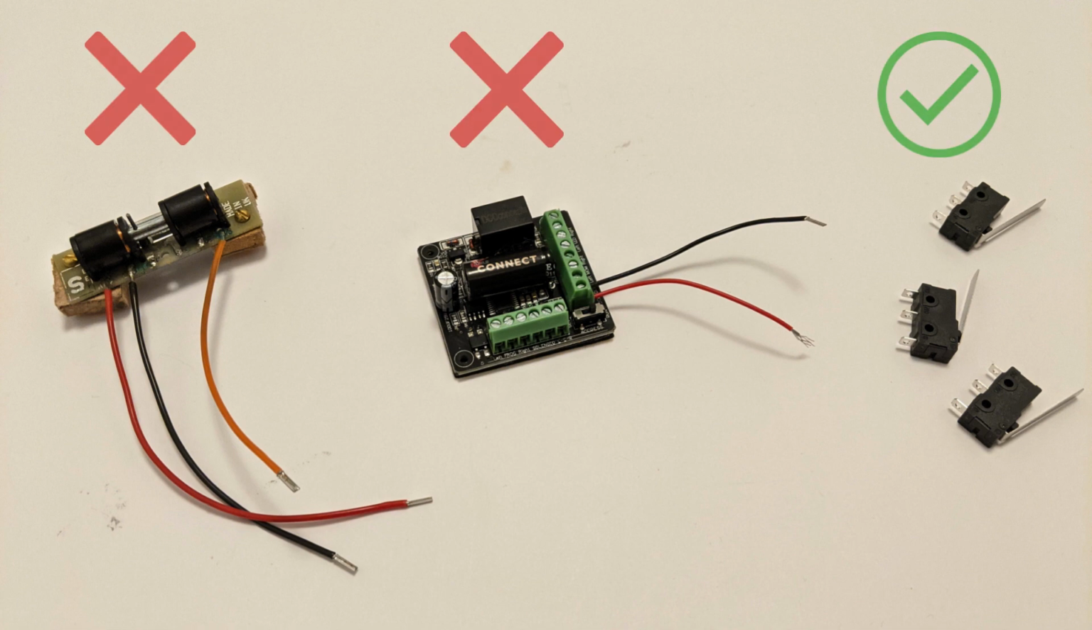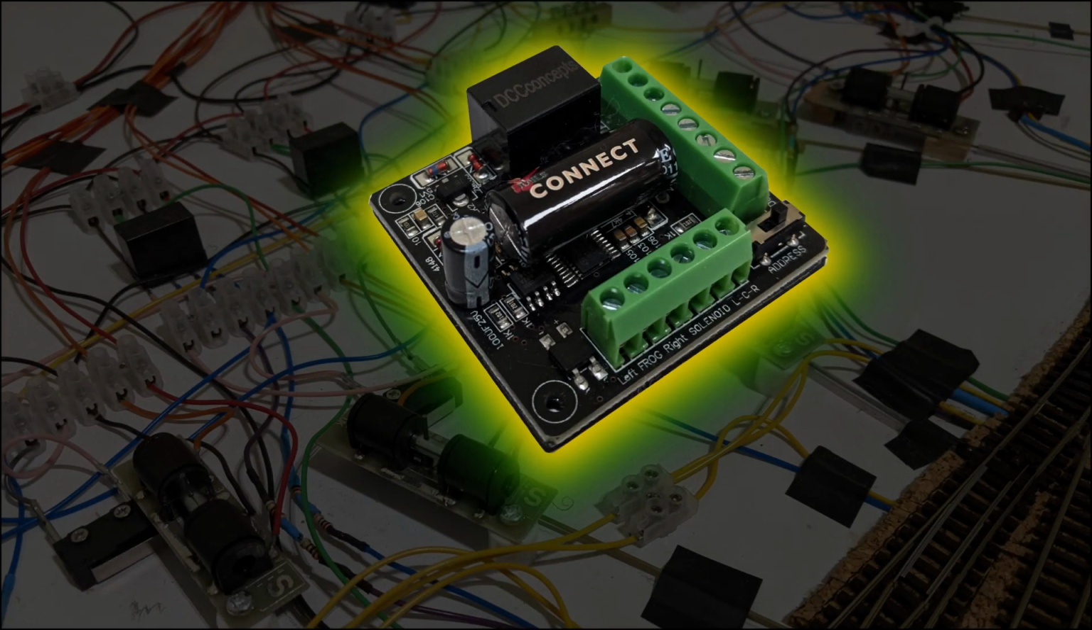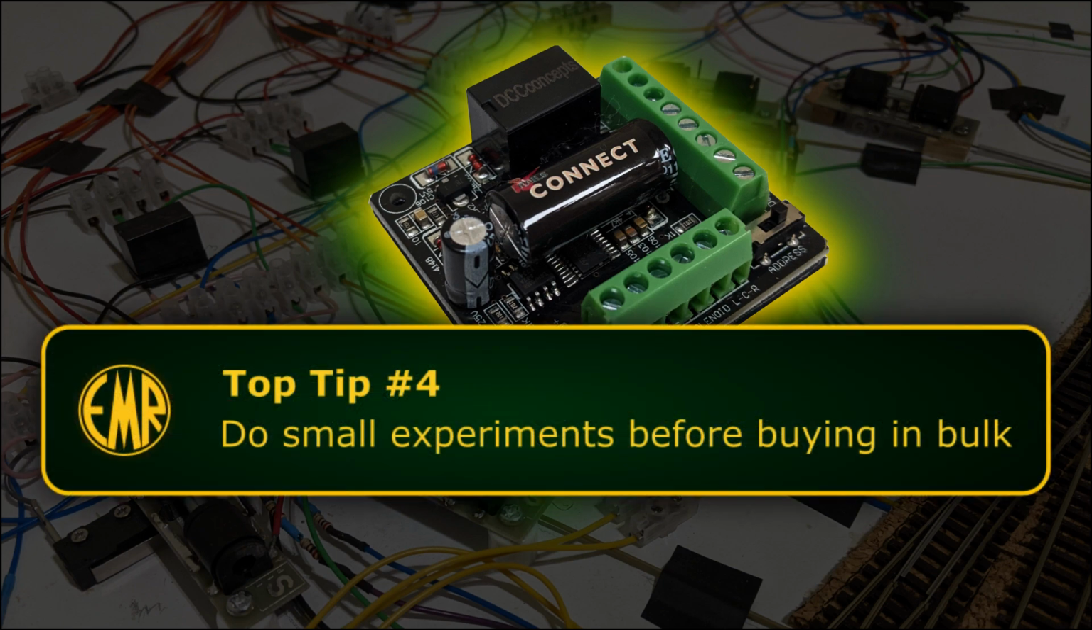Actually trying to install the Rails Connect point motor controller made me think much more clearly about what it could and couldn't do, so I'm glad I only bought one and that I bought it with experimentation in mind. I'm overdue a top tip, so here's top tip number 4 for this often expensive hobby. Do small experiments before buying in bulk.